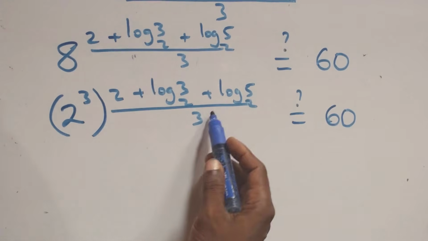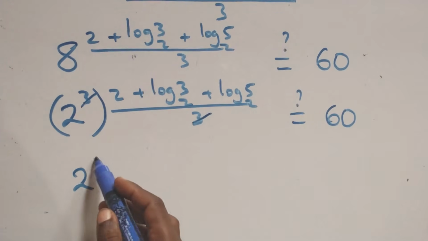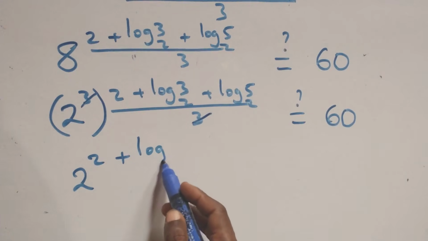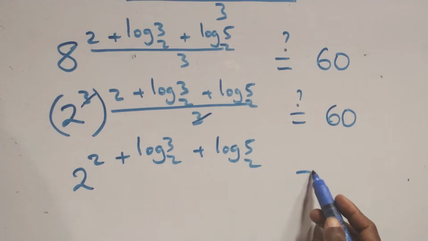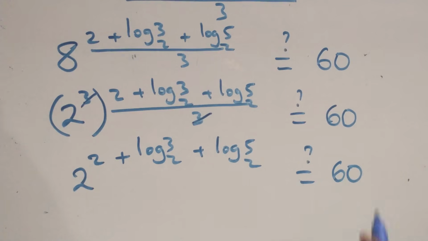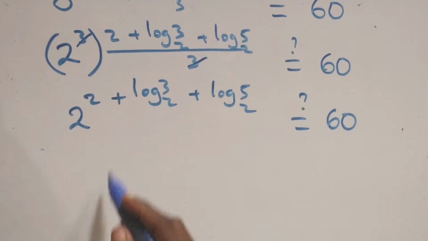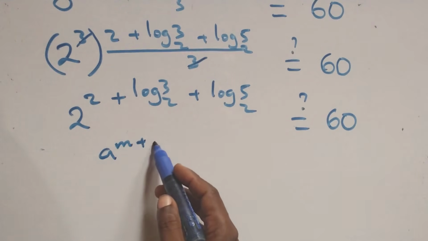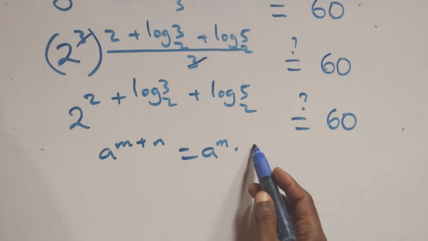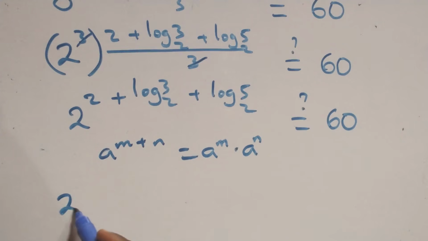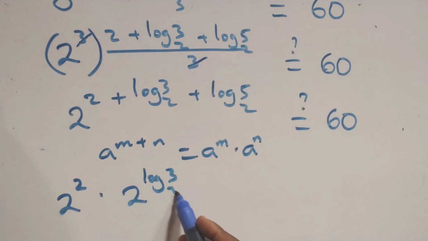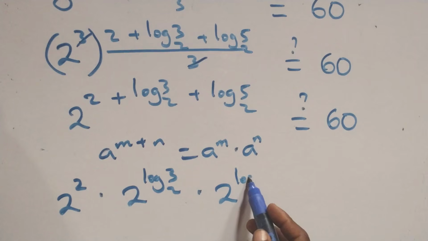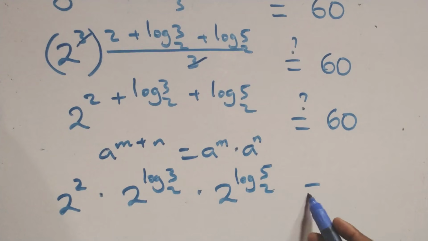That is, this one multiplies 3, cancel each other here. We have 2 raised to power 2 plus log 3 base 2 plus log 5 base 2 equals 60 on this side. That is, here we apply the law of indices. A raised to power m plus n is the same thing as a raised to power m times a raised to power n. Here we have 2 squared times 2 raised to power log 3 base 2 times 2 raised to power log 5 base 2, does it equal 60 on this side?